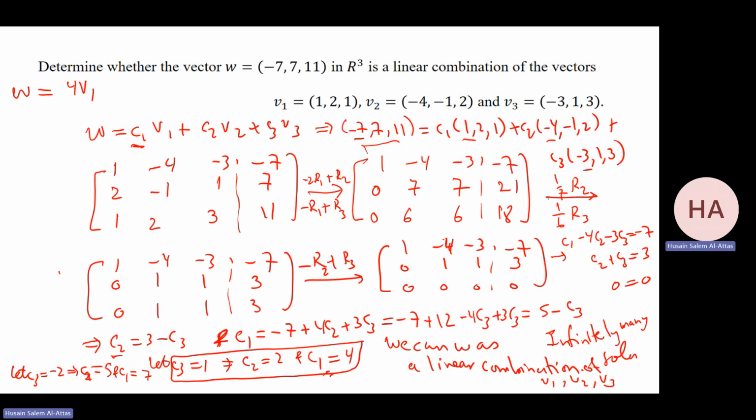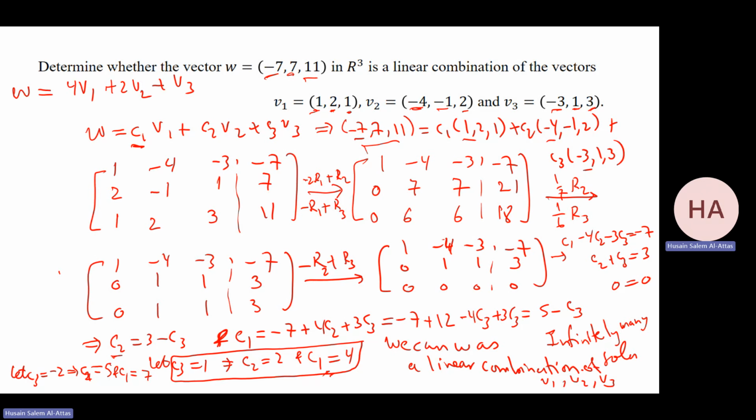Using C1 is 4, plus 2V2 plus V3, which we can easily check. Now, if I multiply 4 here, it will be 4 minus 8, which is minus 4, minus 3. That gives me -7. Now multiply 4 here. I'm getting 8 minus 2, which gives me 6, plus 1, which is 7, which is this. The last one, multiply by 4. This is 4. 2 times 2, this is 4. So it's 8 plus 1 times 3, 3, which is 11.